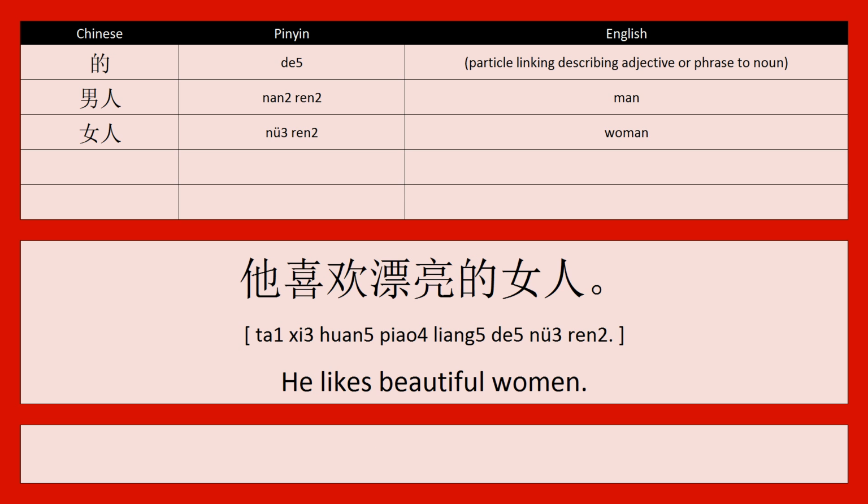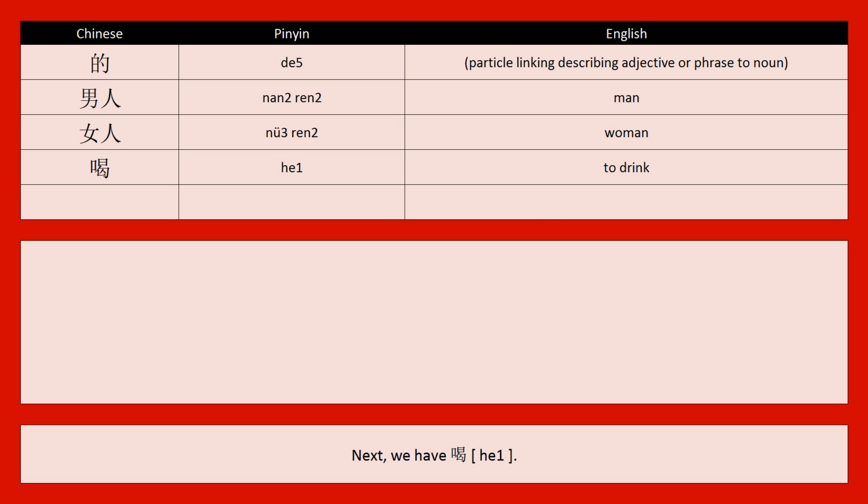他喜欢漂亮的女人。Next, we have 喝. This is the verb to drink. The pinyin is H-E and it's the first tone.